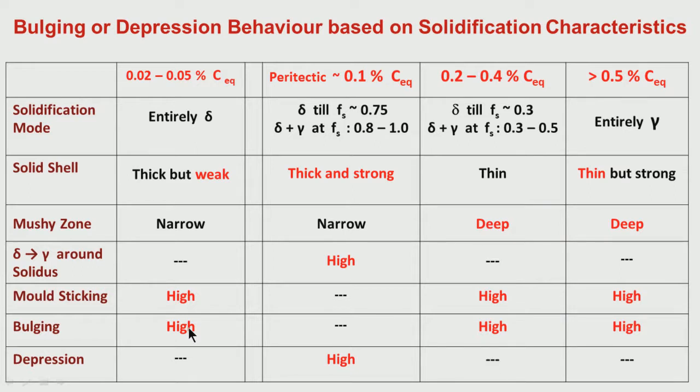So only near the peritectic chemistry, that means chemistry around 0.1% carbon equivalent, say 0.07 to 0.17 carbon, we have depression tendency. All other chemistries, whether low carbon or high carbon, have a sticking or bulging tendency for different reasons of course, but nevertheless the final effect is sticking and bulging for very low carbon and high carbon chemistries. Only around 0.1% carbon we have depression tendency.